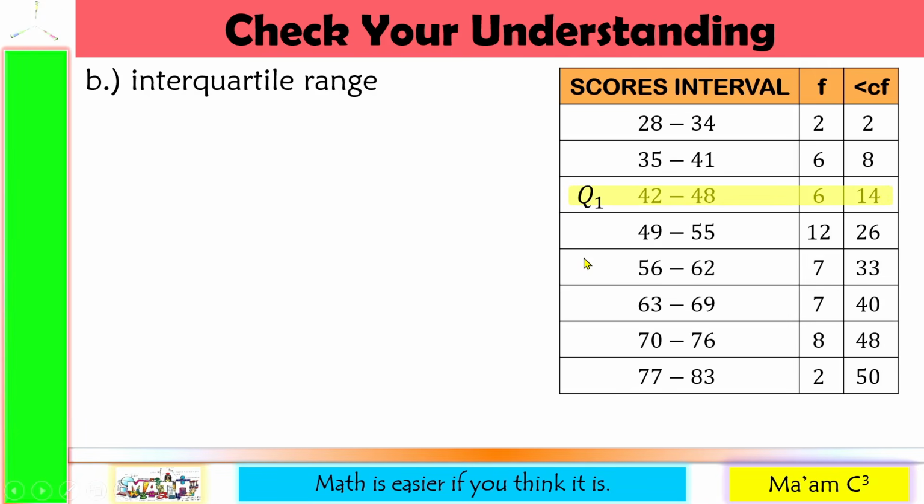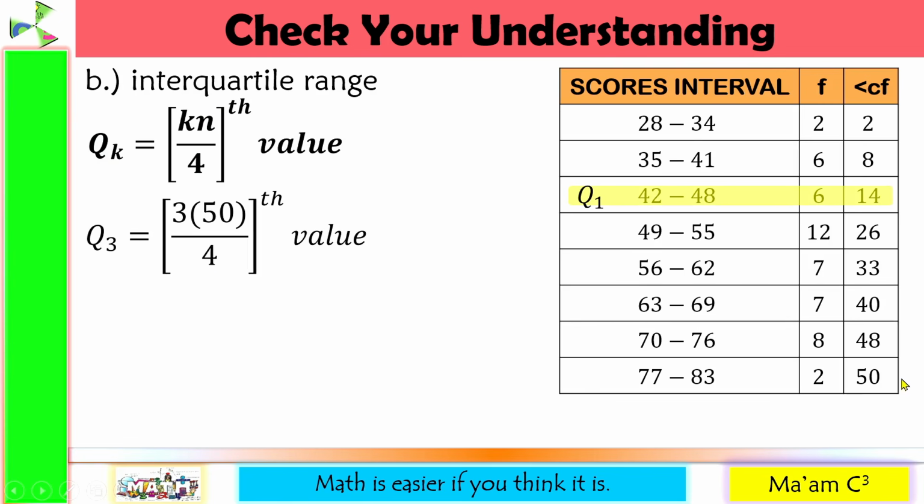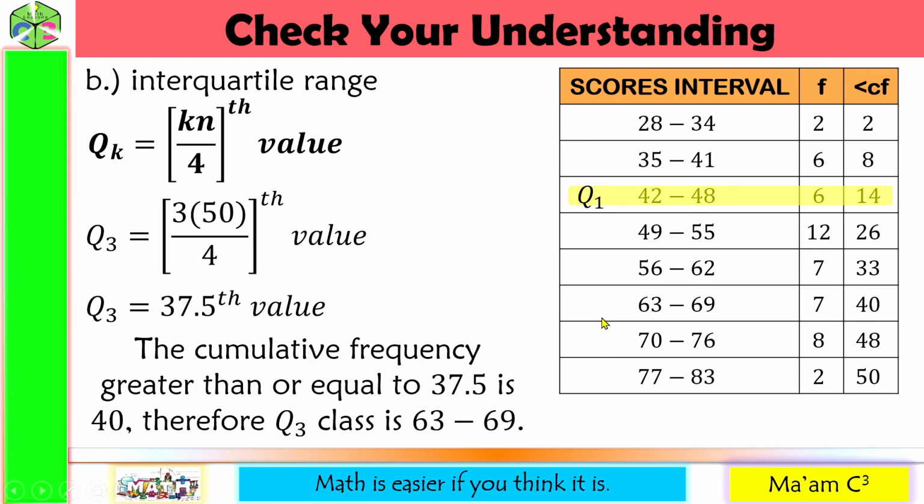Now, let us determine the third quartile class. So, for the third quartile class, our K is 3. And then N again is 50 divided by 4. 3 times 50 is 150 divided by 4. We are looking for the 37.5th value. Take a look at the less than cumulative frequency column. Is there 37.5? None. The next higher to it is 40. Therefore, this is our third quartile class, Q sub 3.